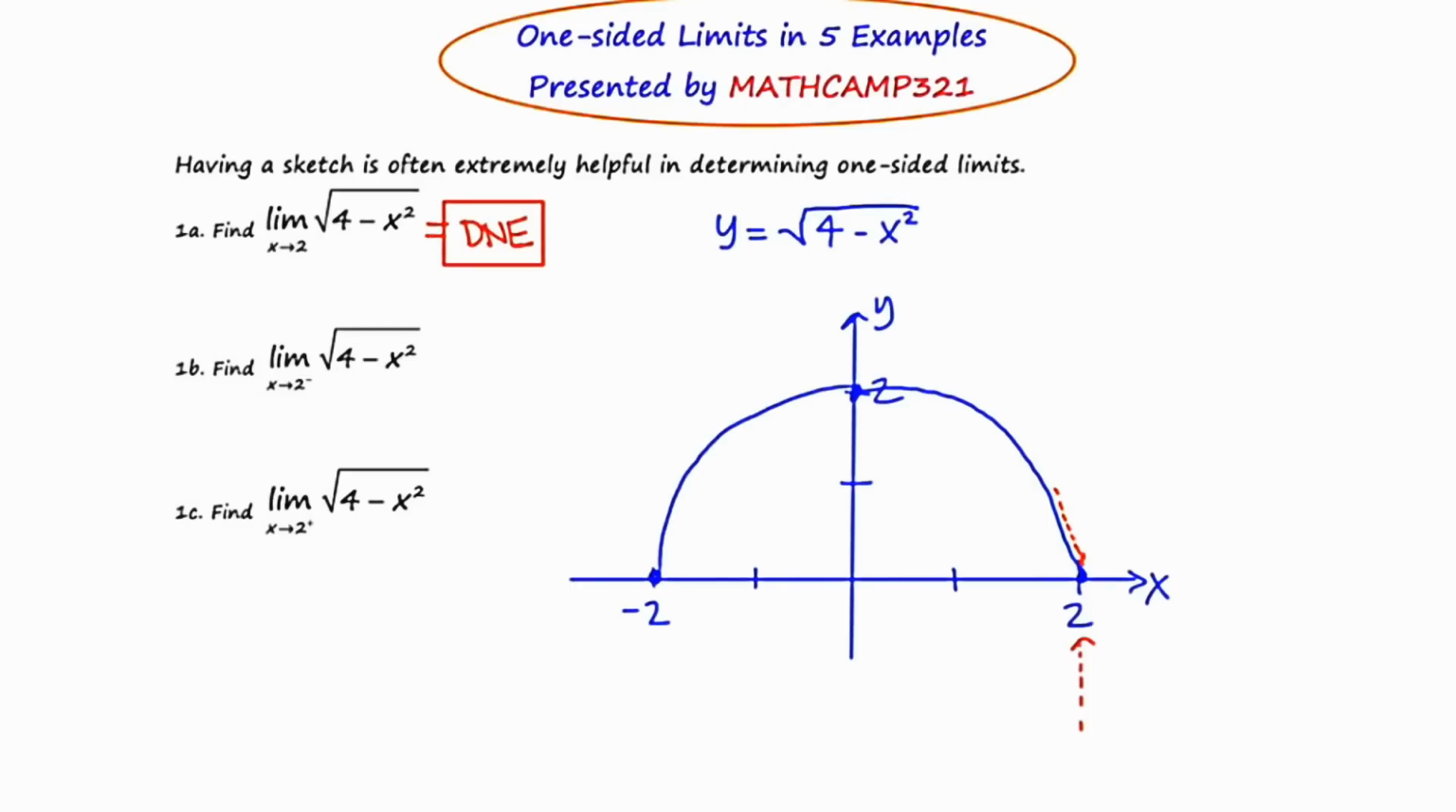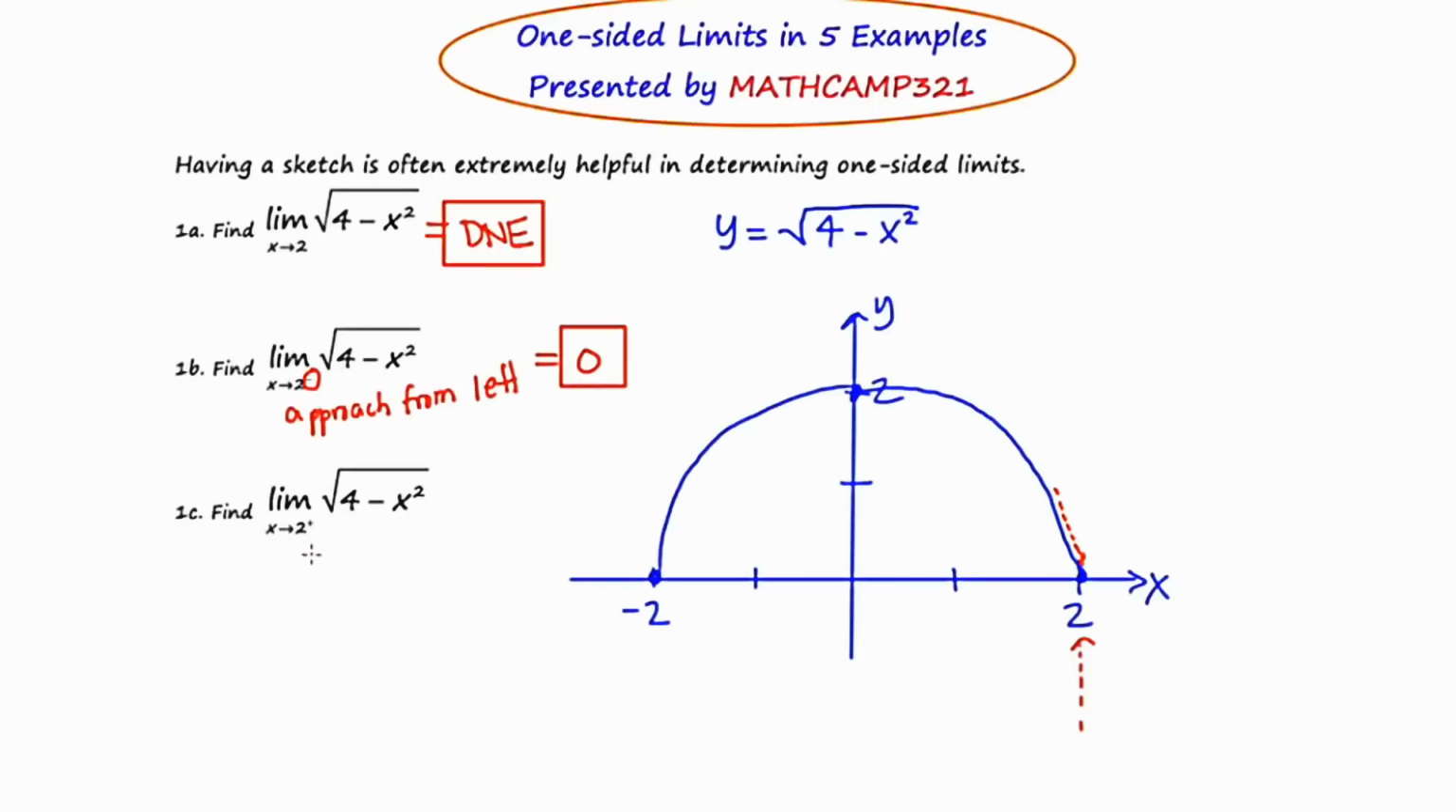Now, if I refine the notation, I'm able to answer the question. So if I look at 1b, it says, find the limit of this function as x approaches 2 with this little negative superscript. What this means is approaches from the left. This little negative means approaches from the left. So now if I go to that 2 and I approach only from the left, the y values are dropping and dropping, and once I finally get there, they're getting to 0. So the answer to this one is 0.